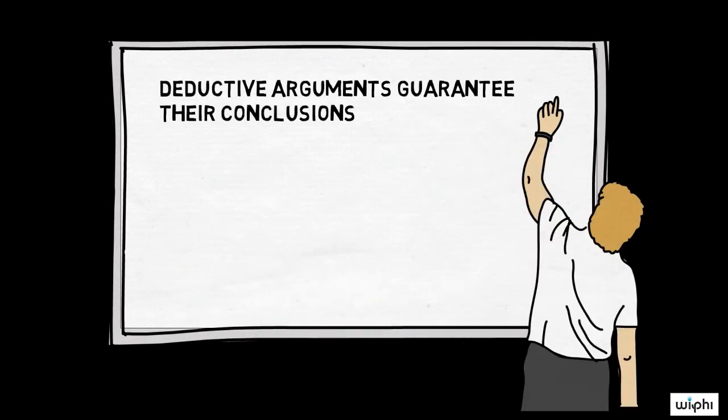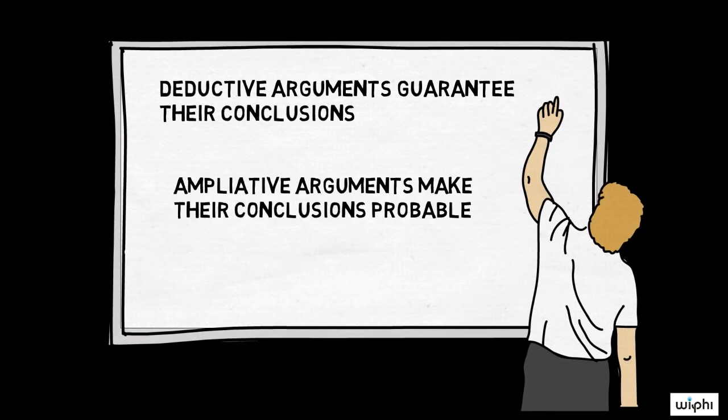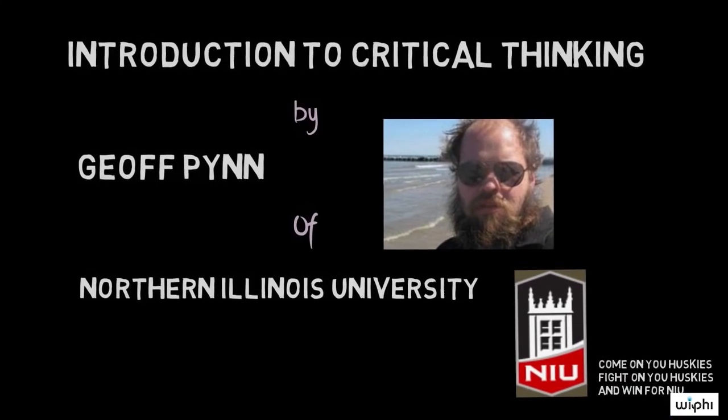A deductive argument is one where the conclusion is guaranteed by the premises. If the premises are true, then the conclusion must be true. An ampliative argument is one where the premises don't guarantee the conclusion, but they do make it probable, so they can still provide you with good reason for believing the conclusion. Okay, so that ends this introductory lesson.